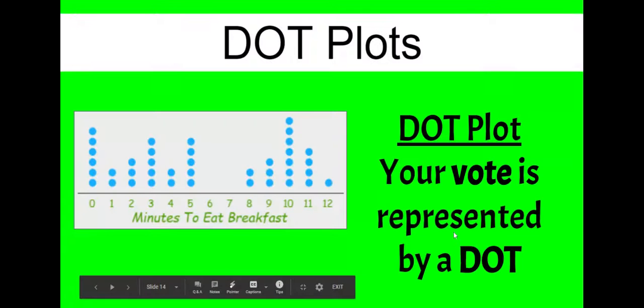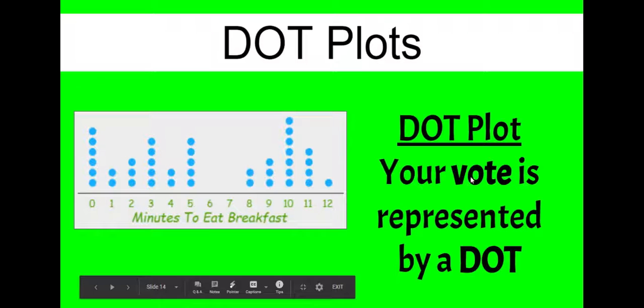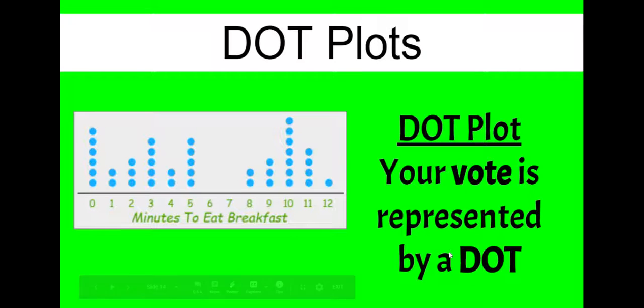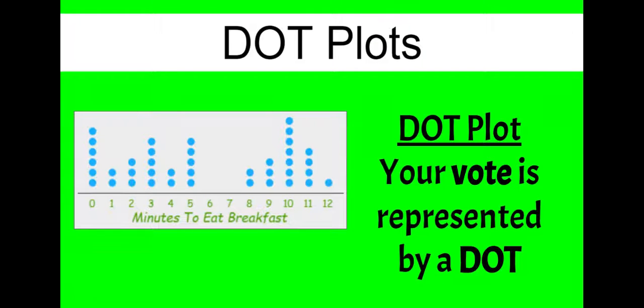So there's going to be 2 different types of graphs that we're going to be learning about. The one you're going to be working on this week is called a dot plot. The easiest way for you guys to remember how to analyze a dot plot is that a dot plot means your vote is represented by a dot. Just like in a bar graph, your vote is represented by a bar. In a pie chart, your vote is represented by a pie. In a frequency table, your vote is represented by a tally mark, which is a tally chart, and then a frequency number of how many tallies you had. So when we're looking at this graph, just remember all of these dots is a vote by somebody.